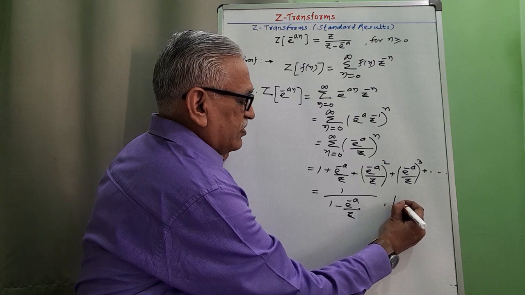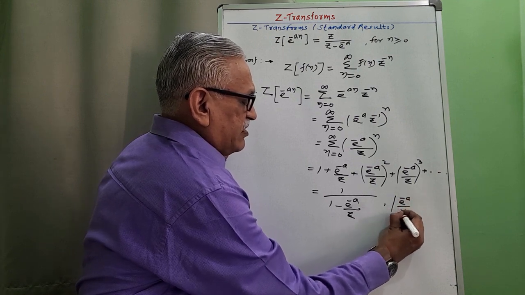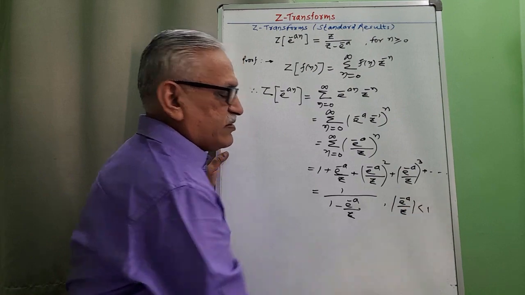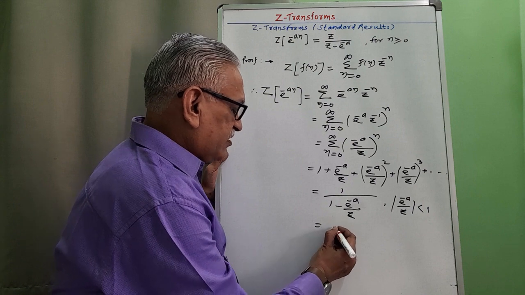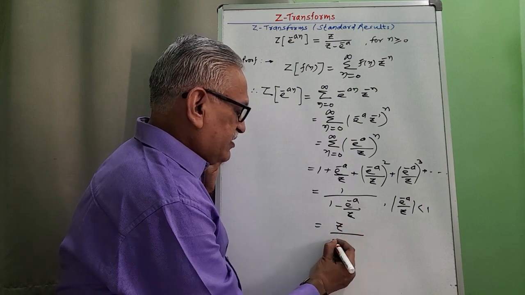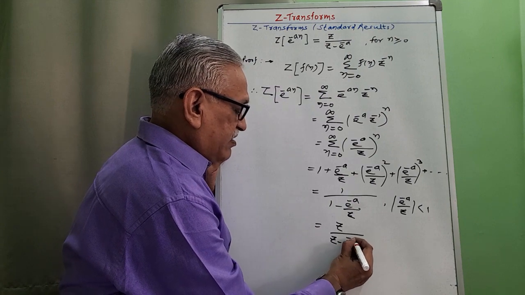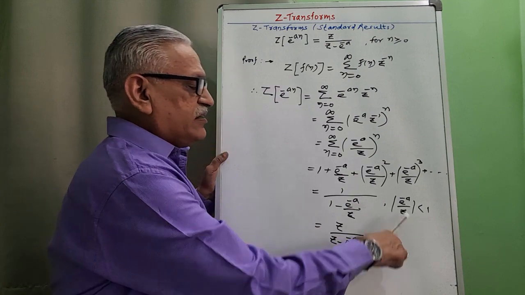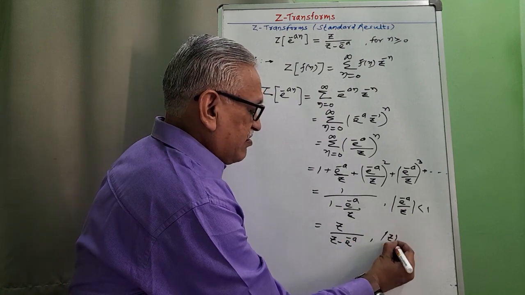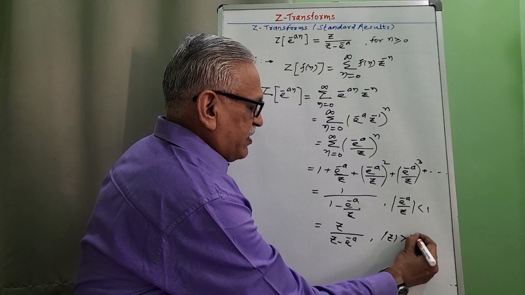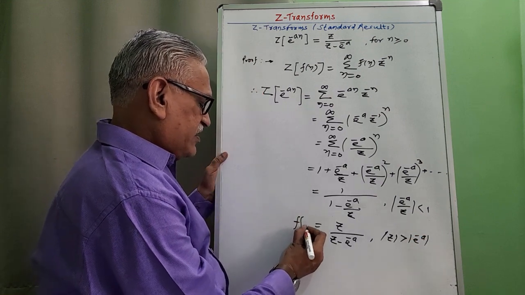and the condition is mod of e raised to minus a by z is less than 1. Then cross multiplying by z and rewriting, we get z divided by z minus e raised to minus a, and the condition mod z is greater than mod of e raised to minus a. This is the required Z transform.